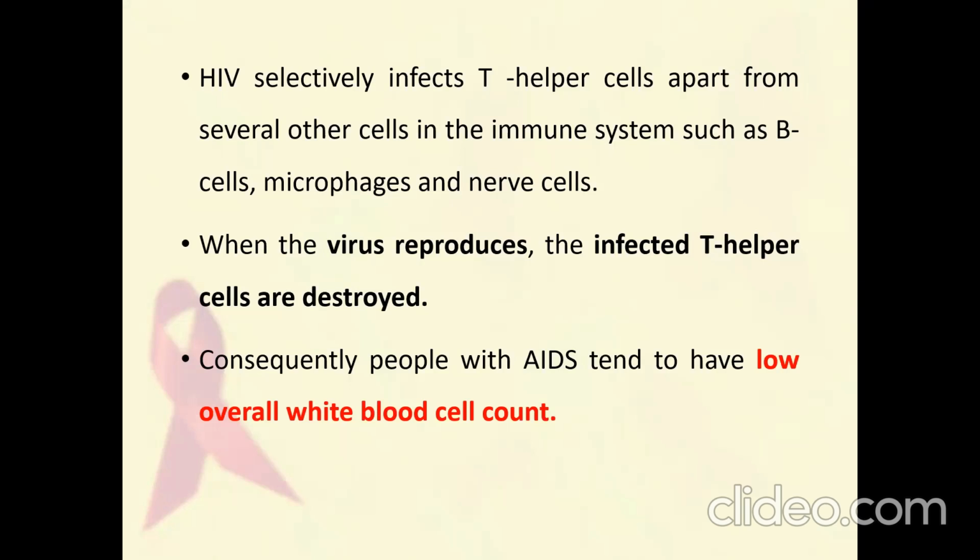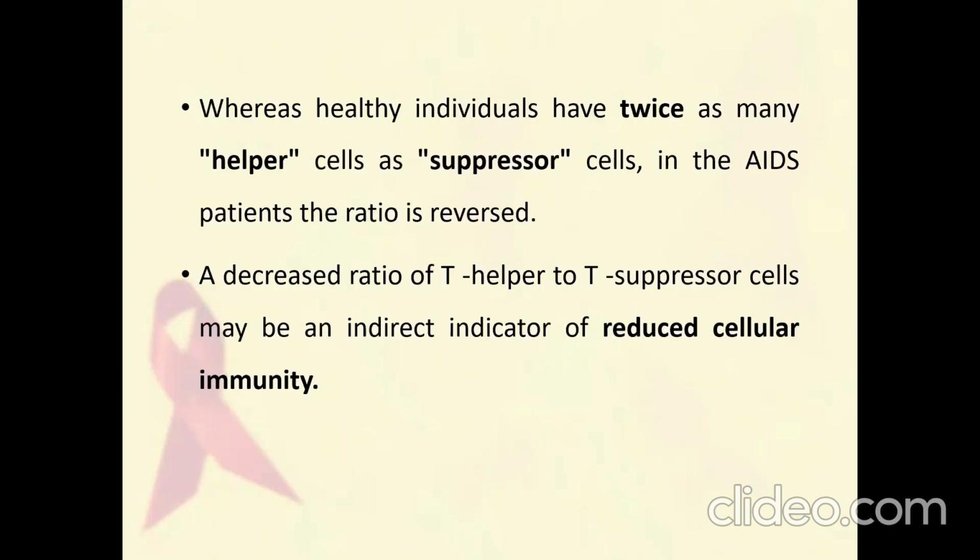As the virus reproduces, the infected T helper cells are destroyed. So consequently, people with AIDS tend to have low overall white blood cell counts. So low WBC count. Whereas healthy individuals have twice as many helper cells as suppressor cells. In the AIDS patient, the ratio is reversed. A decreased ratio of T helper cells to T suppressor cells may be an indirect indicator of reduced cellular immunity. These T cells are responsible for cellular immunity. So, the decreased ratio of T helper cells to T suppressor cells is an indicator of reduced cellular immunity.